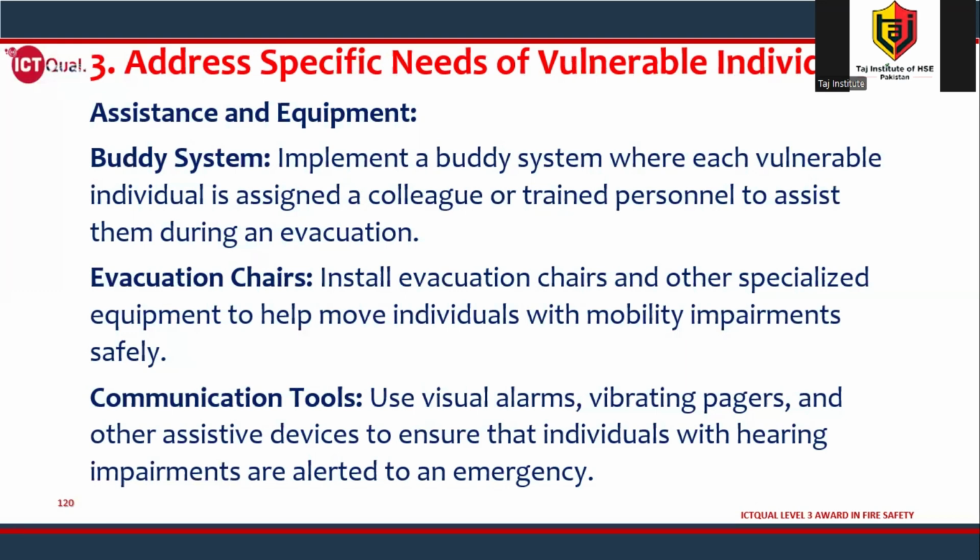And hold a drill on how, in an emergency situation, you can assist and help this disabled person, so that the other person is aware of it. Evacuation chairs. Install evacuation chairs and other specialized equipment to help move individuals with mobility impairment safely. Communication tools. Use visual alarms, vibrating pagers, and other assistive devices to ensure individuals with hearing impairments are alerted in an emergency.